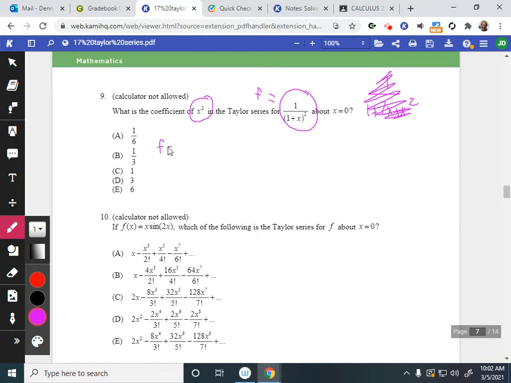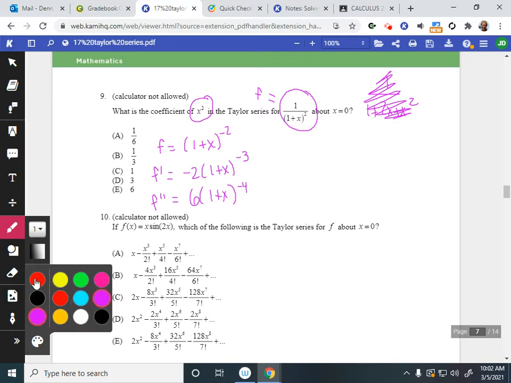I'm going to rewrite f as 1 plus x to the negative second, because the derivatives are easier to take when it's written like that. So the first derivative is negative 2 times 1 plus x to the negative third. And the second derivative is 6 times 1 plus x to the negative fourth. That's all I need. So I don't need to go construct the entire thing.